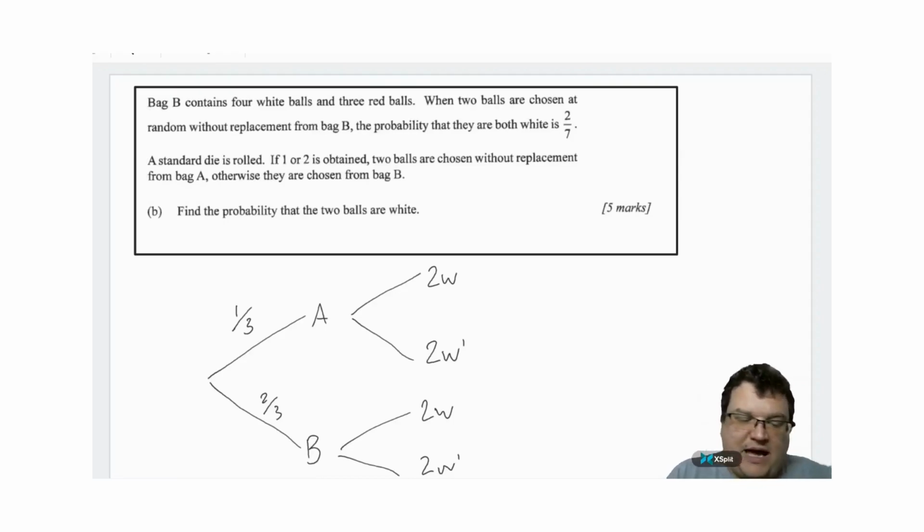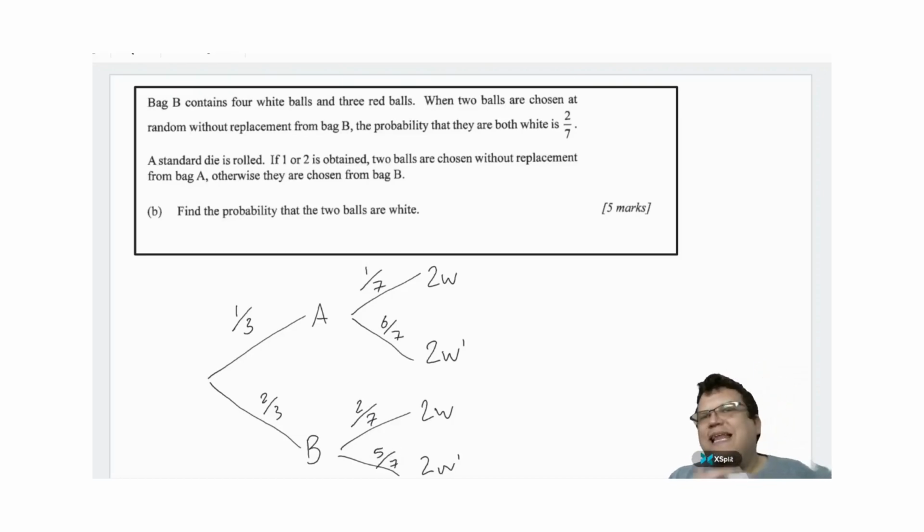If I've chosen bag A, we've already seen from section A, the probability of getting 2 white balls is 1/7, and so the probability of not must be 6/7. And from earlier on in the question, we're told that it's 2/7 here and 5/7 it must be there. So you can see we're leaning heavily on that fact that probabilities of all the possible events add to 1. In this case, it's simply 2 whites or not 2 whites must add to 1. And then here we're just going to multiply through the branches to get the desired outcomes.